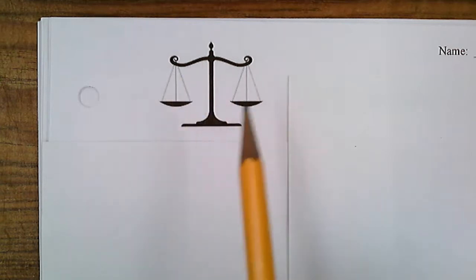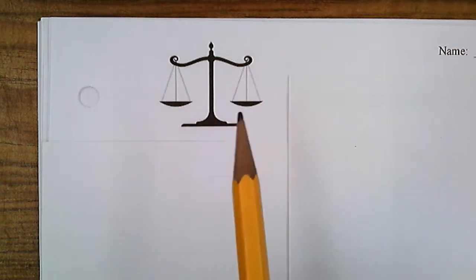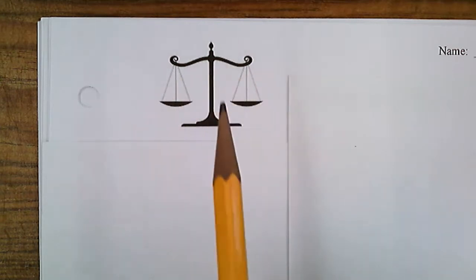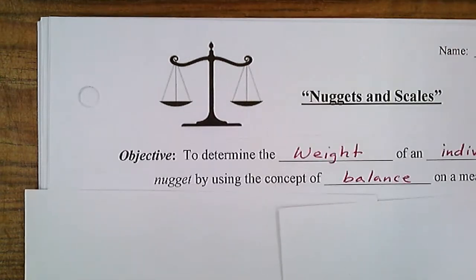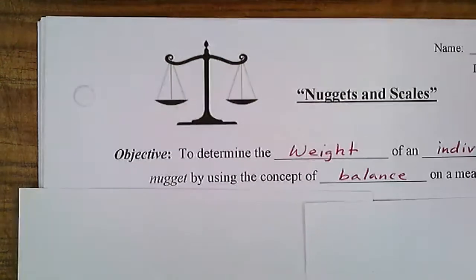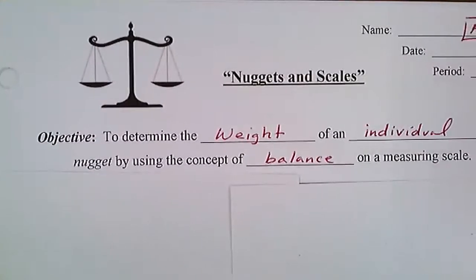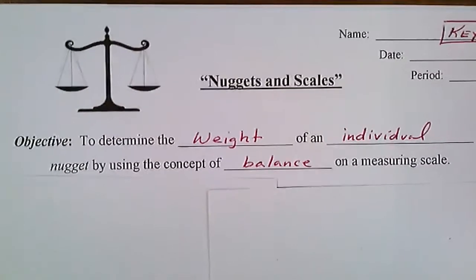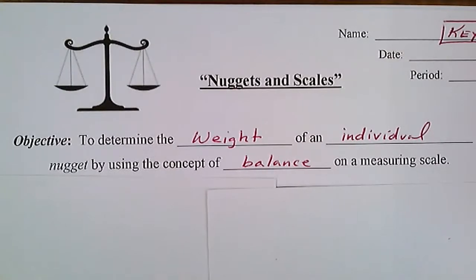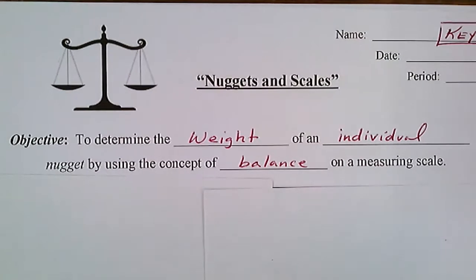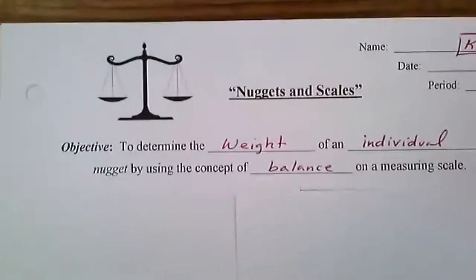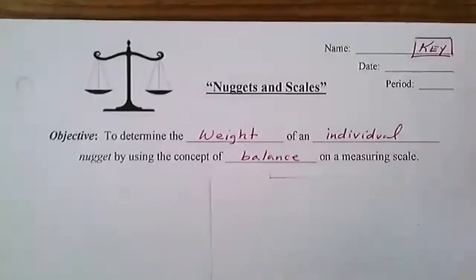And so we want to use this concept of balance. So we're going to play this game called Nuggets and Scales. Okay, so let me show you how we play this game. So here's our objective, is we want to determine the weight of an individual nugget. So we're going to be using gold nuggets. So we want to determine the weight of an individual nugget by using the concept of balance on a scale. I'm going to raise this up just a little bit.